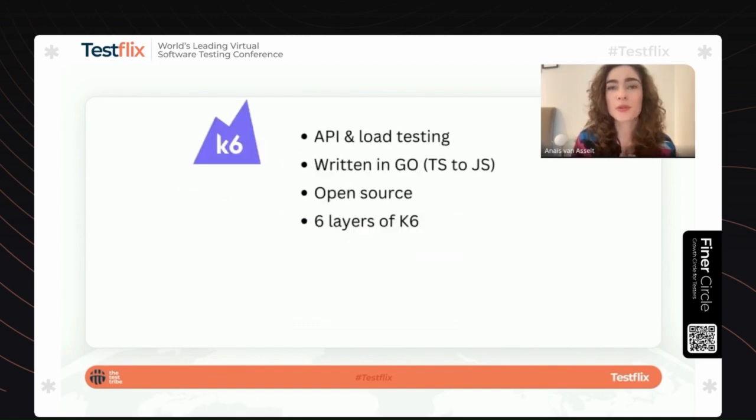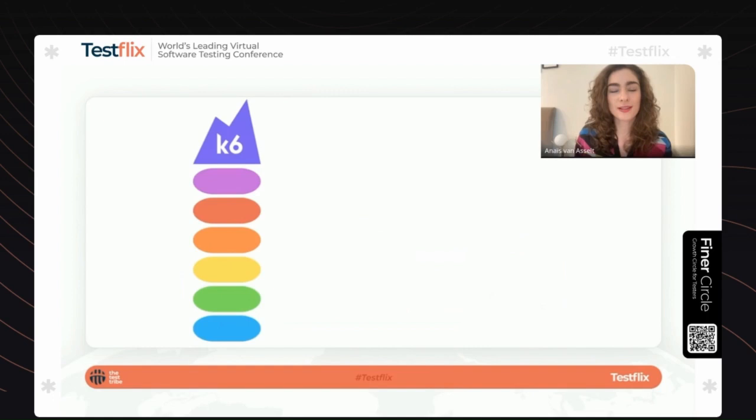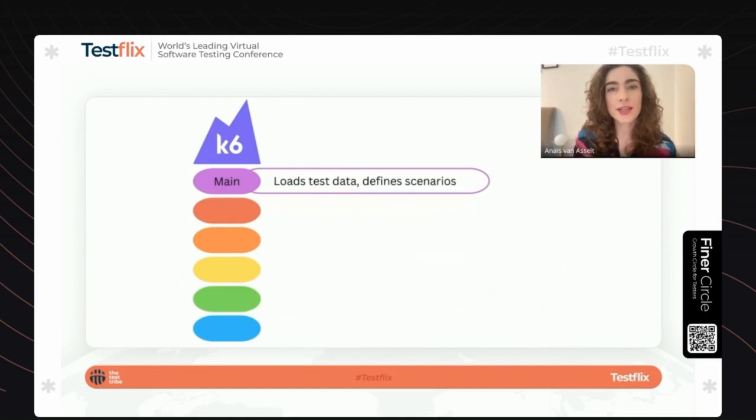K6 is our tool of choice when it comes to API and load testing, and it's written in Go, which means that we need to compile our TypeScript into JavaScript code in order to run it. I designed a 6-layer architecture with K6 to allow for easy maintenance and reusability. The first layer is the entry point of the test suite, which is the main file, and it loads the test data and defines all of the test scenarios.